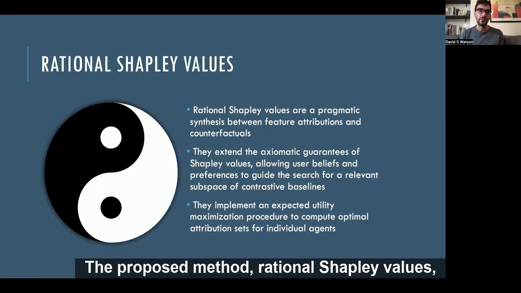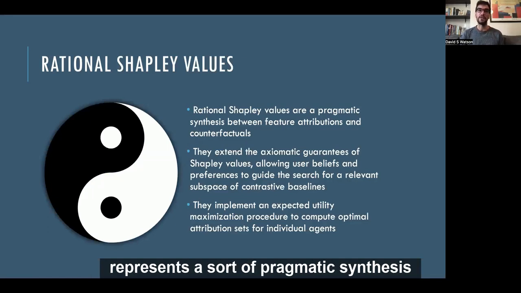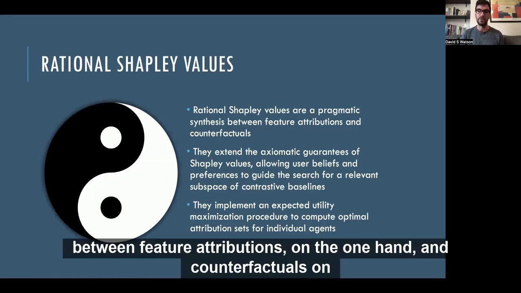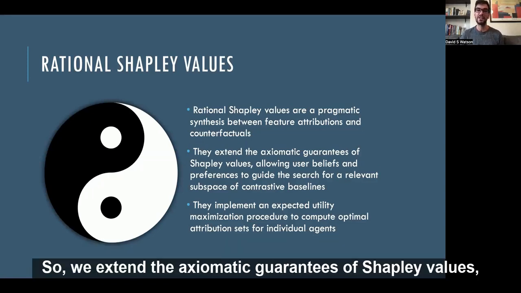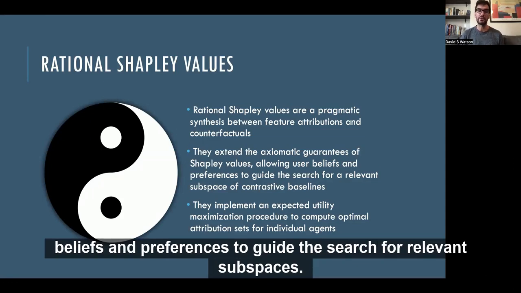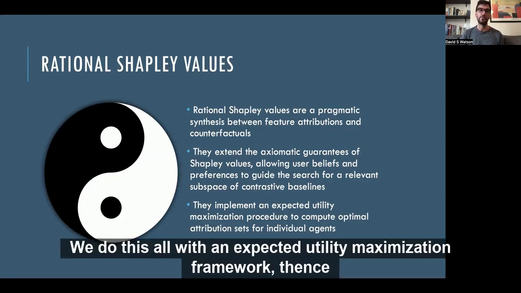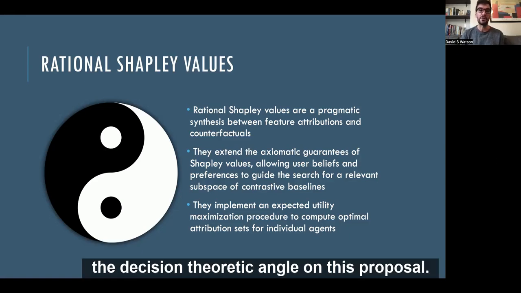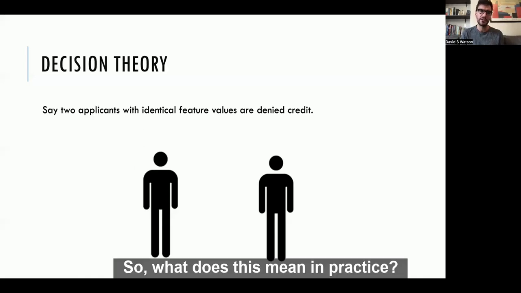So the proposed method, rational Shapley values, represents a sort of pragmatic synthesis between feature attributions on the one hand and counterfactuals on the other. We extend the axiomatic guarantees of Shapley values, that's one particular feature attribution method, allowing user beliefs and preferences to guide the search for relevant subspaces. We do this all within an expected utility maximization framework, thence the decision-theoretic angle on this proposal. So what does this mean in practice?